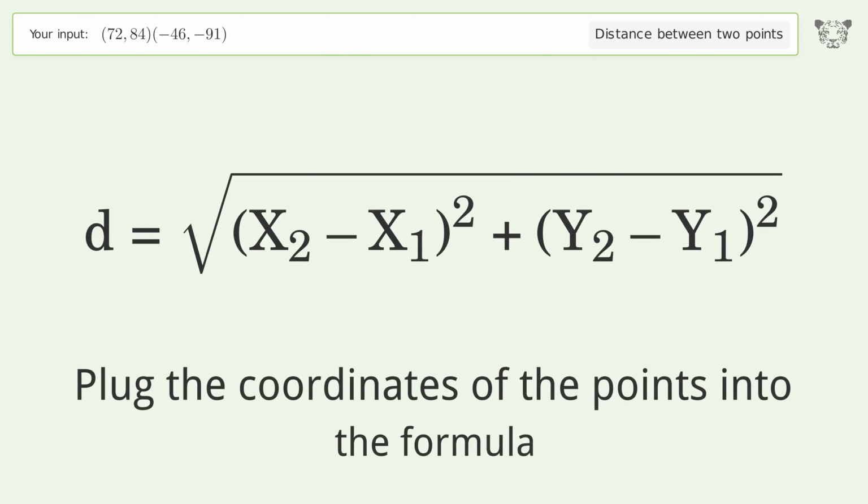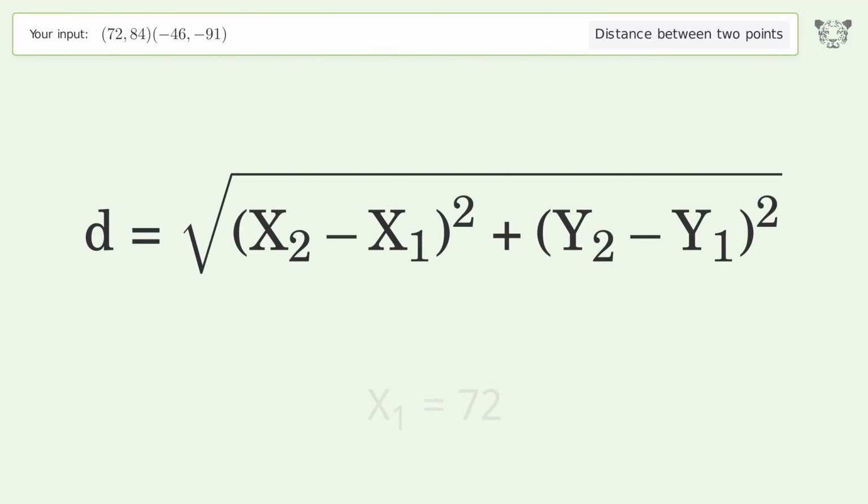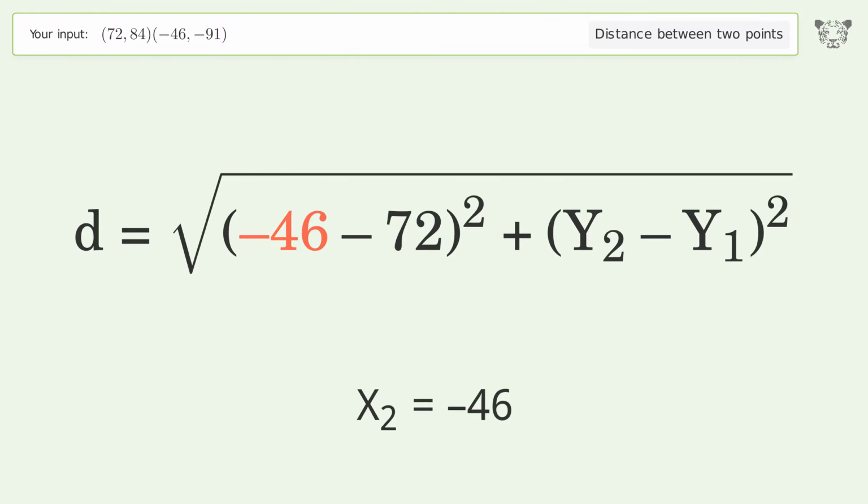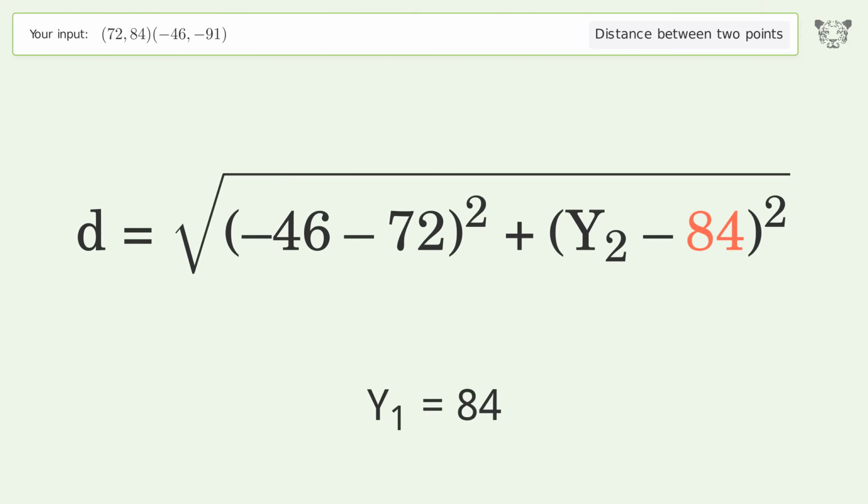Plug the coordinates of the points into the formula. x1 equals 72. x2 equals negative 46. y1 equals 84. y2 equals negative 91.